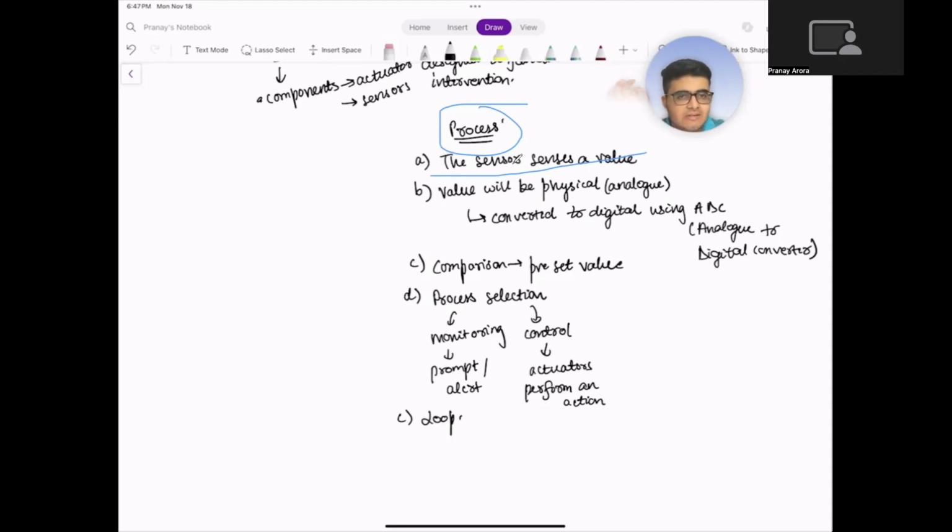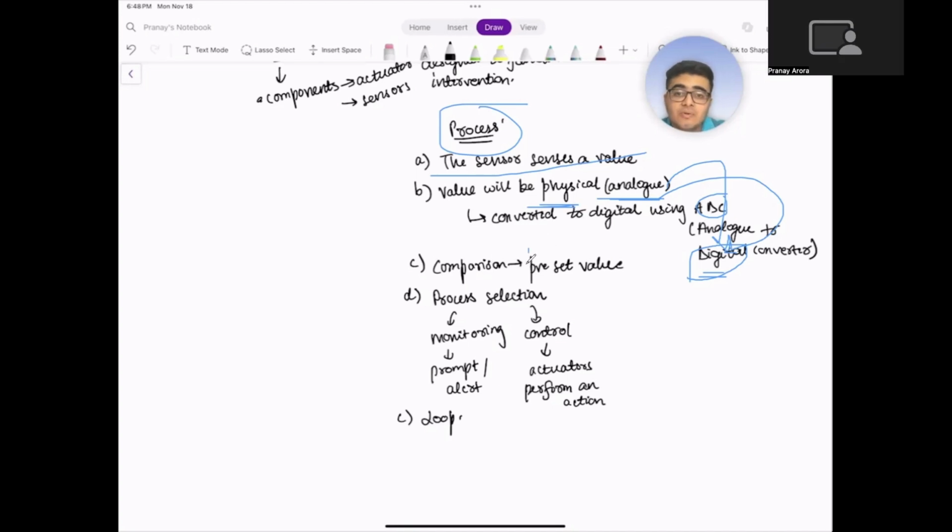So they will have a sensor, and they will sense a physical, analog value. This analog value needs to be converted into a digital value because computers cannot understand physical or analog values. They will only understand zeros and ones, which is binary. Hence this analog value needs to be converted to a digital value, which is done by a hardware component called an ADC, analog to digital converter. This component converts analog or physical data to digital data.